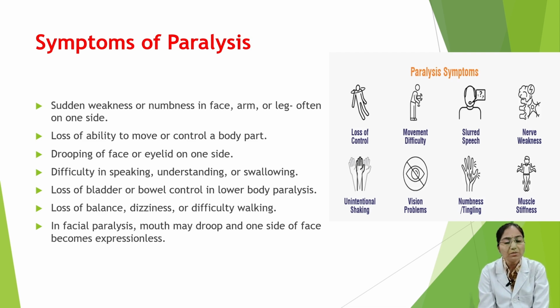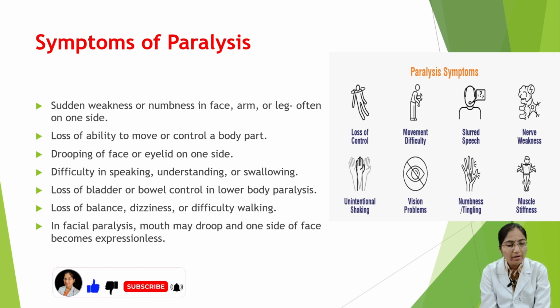Next, we'll see the symptoms of paralysis. Sudden weakness or numbness in face, arm or leg, often on one side. Loss of ability to move or control a body part. Drooping of face or eyelid on one side. Difficulty in speaking, understanding or swallowing.